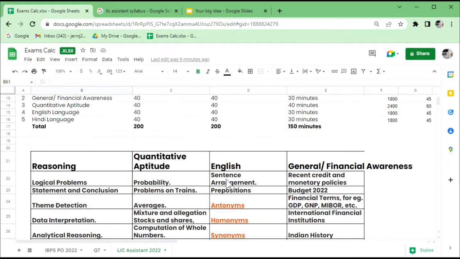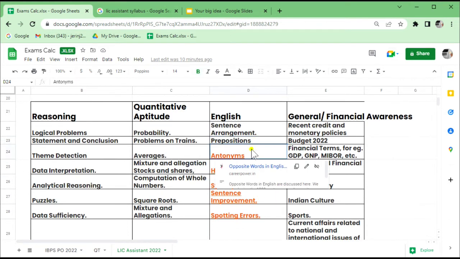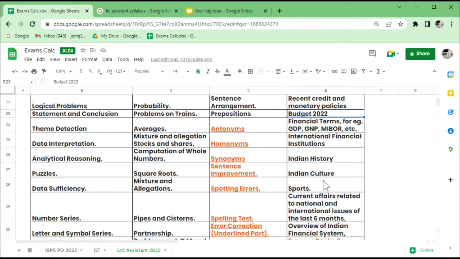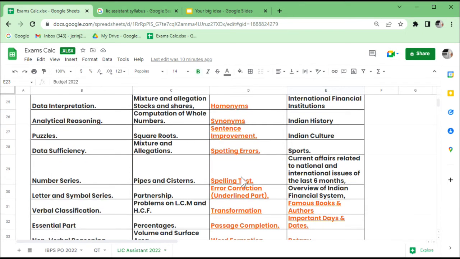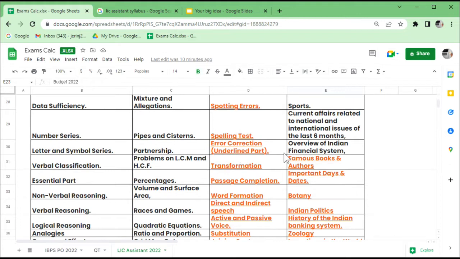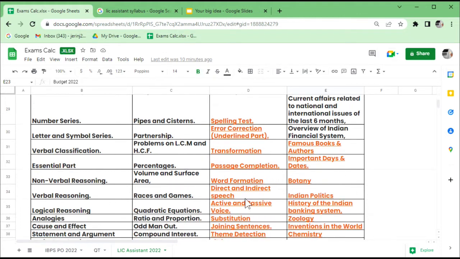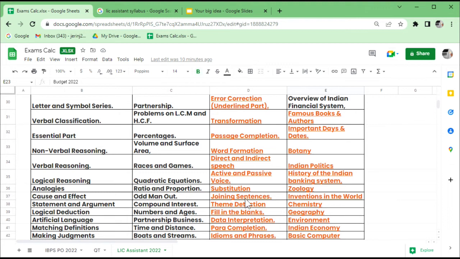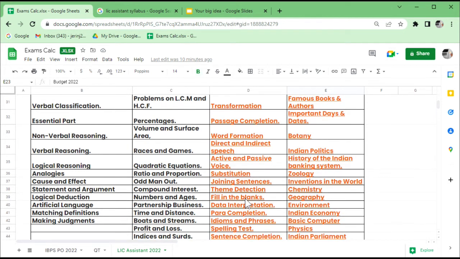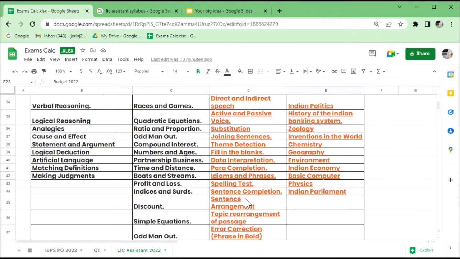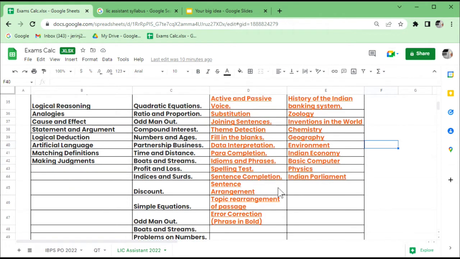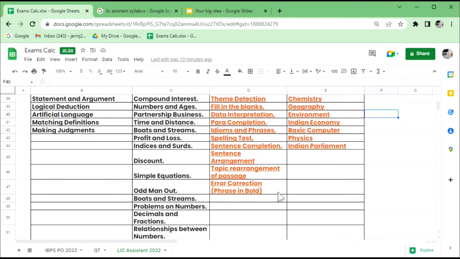So the next one is English. Coming to English, sentence arrangement is there. Prepositions are there. Antonyms and homonyms, synonyms. Sentence improvement, spotting errors. Spelling test, error correction, underlined part, transformation, passage completion, word formation, direct and indirect speech, active and passive voice, substitutions, joining sentences, theme detection, fill in the blanks, data interpretation, para completion, idioms and phrases, sentence completion, rearrangement of passage, error corrections.